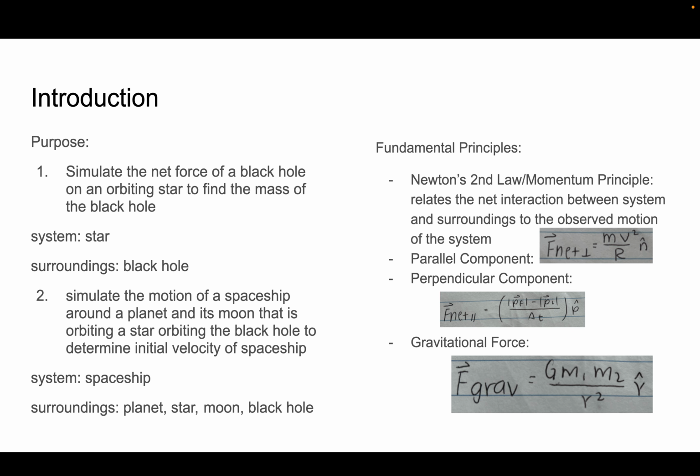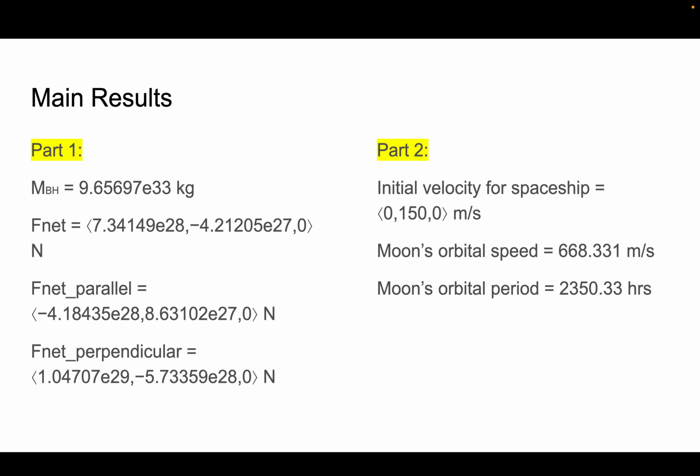The fundamental principles that we use in this lab are Newton's second law, which is also known as the momentum principle, which relates the net interaction between the system and its surroundings to the observed motion of the system. Because the main forces in this model are the gravitational forces of these circulating objects that point inward, we use the parallel component to determine the speed of the object and the perpendicular component to determine the direction that the object moves.